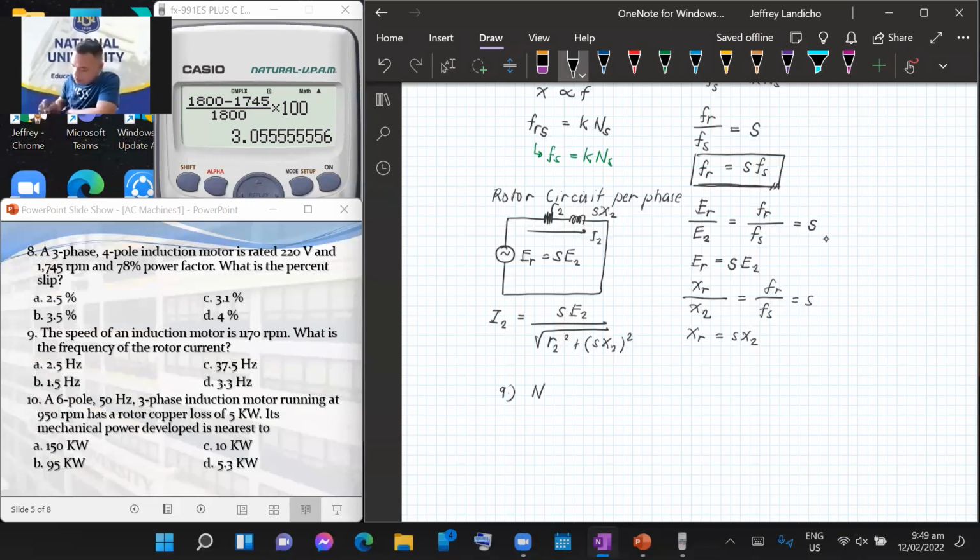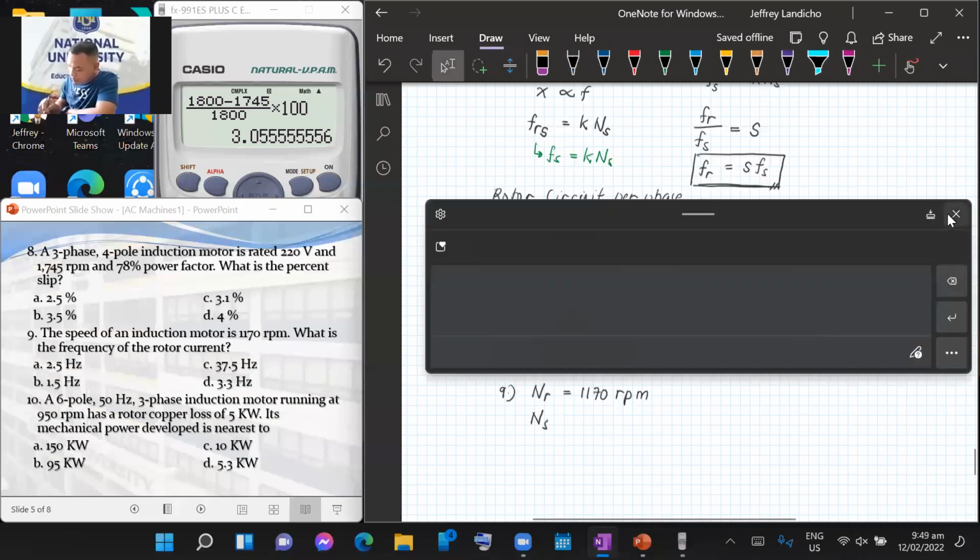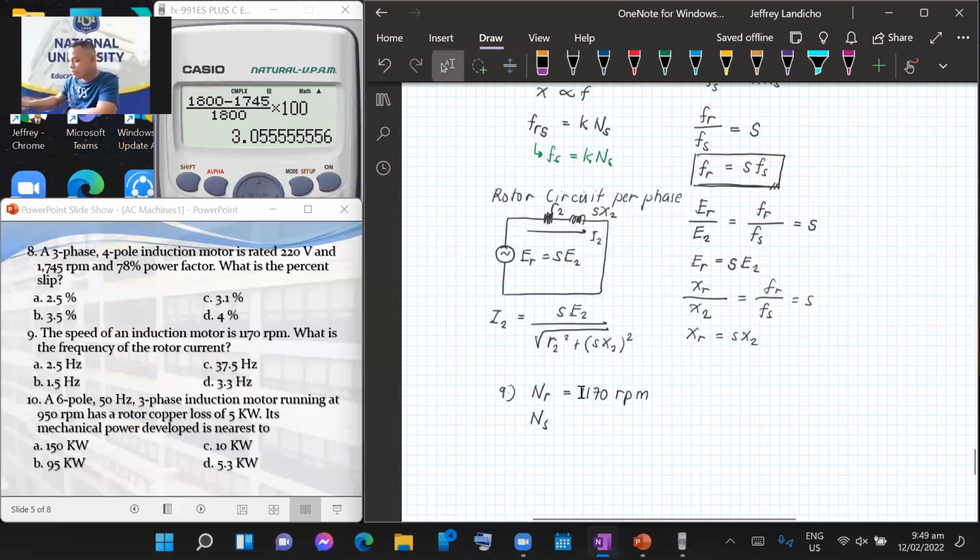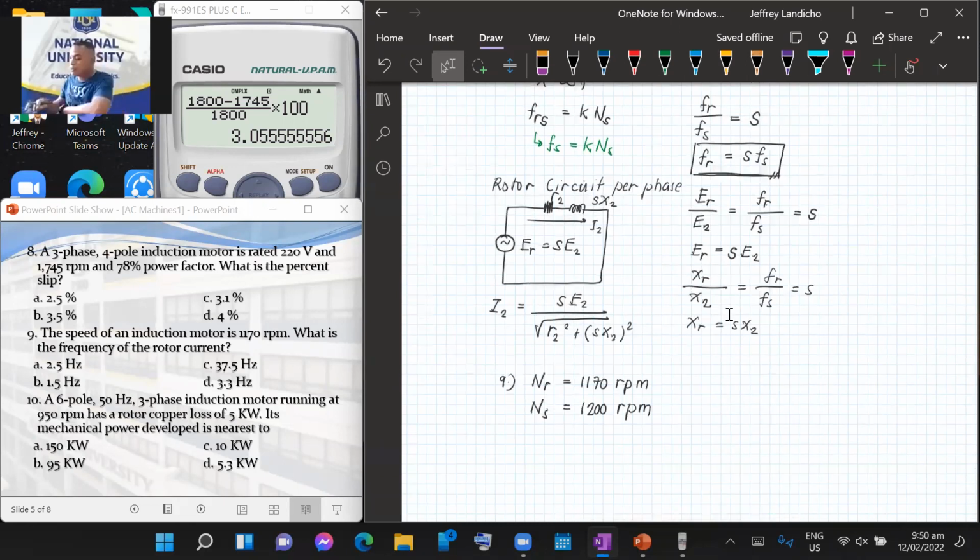So given for problem number 9, you have NR, that is 1,170 RPM. Therefore, kung kukunin natin si NS, kaparehas ang ginawa na kanina para mabilis, tanggalin ko yung dalawang digits, gawin ko 0, 11 plus 1. So NS should be now 1,200 RPM. Kinaagad yun. So therefore, makukuha na natin yung ating frequency at the rotor. Pag walang binanggit na frequency at stator, automatic, our assumption is 60 Hz.